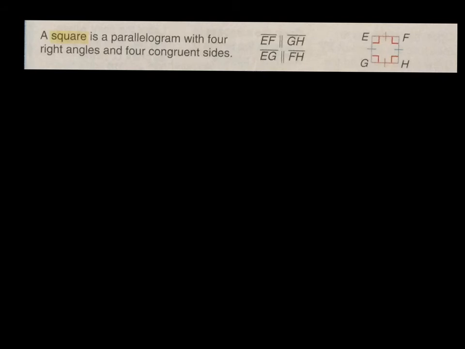Here we have a square. That's a parallelogram with four right angles and four congruent sides. So we know that in a square, all sides are equal. They also have four right angles, and that's what a square is.